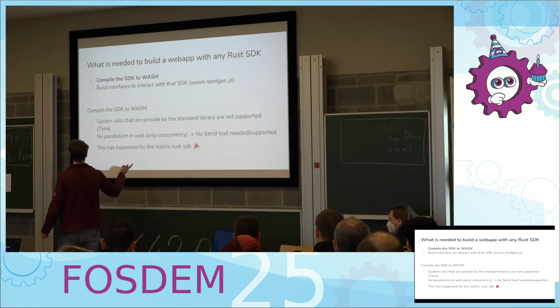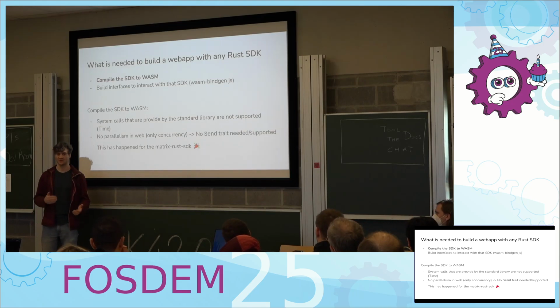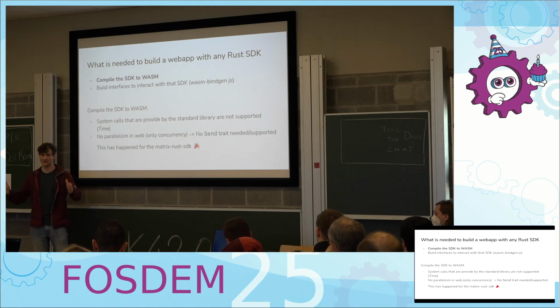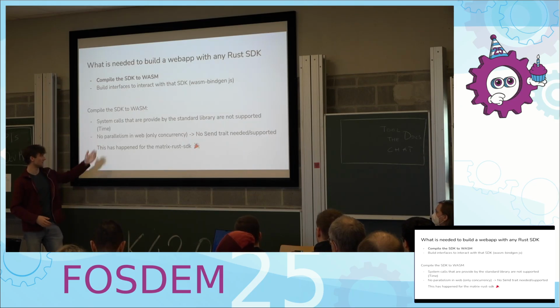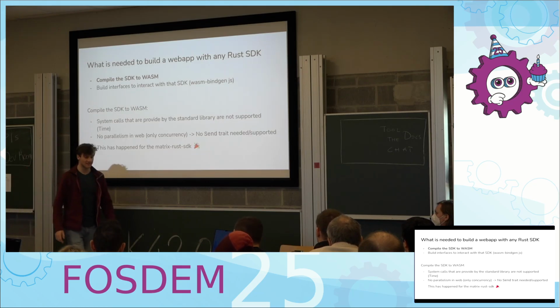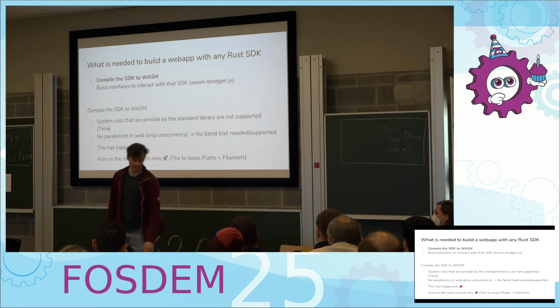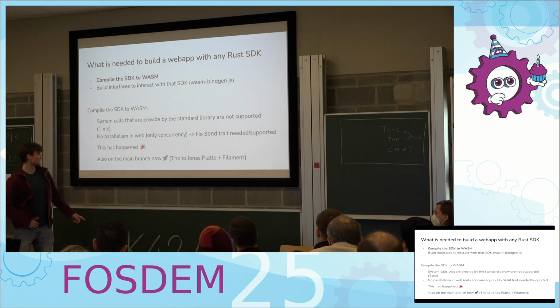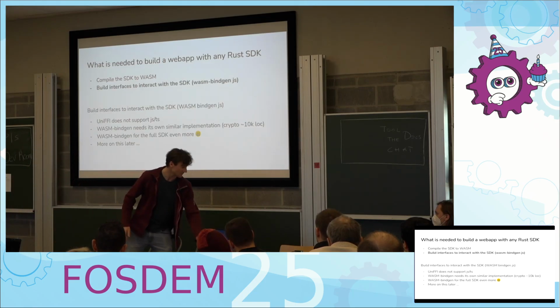And the cool thing is this has happened really recently. There wasn't too much work involved anymore to get it working, because the work from the crypto crate was already ported a little into the main crates, so there weren't too many changes. Time is something I mentioned a lot, and those multi-threading things. And even nicer, Jonas, a former Element employee, got funded by Filament to also put it on the main branch of the Rust SDK. So basically the main branch of the Rust SDK is now also compatible with compiling to WebAssembly, which is super cool, up to the UI layer.